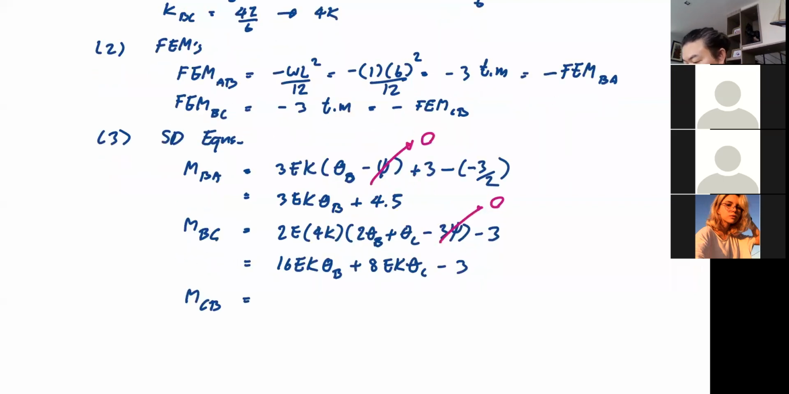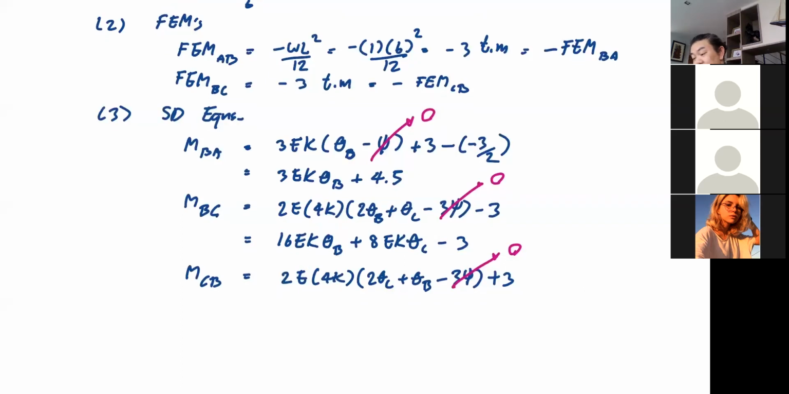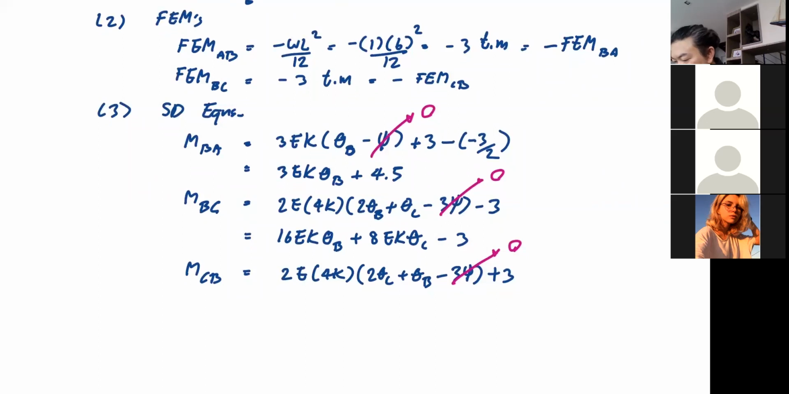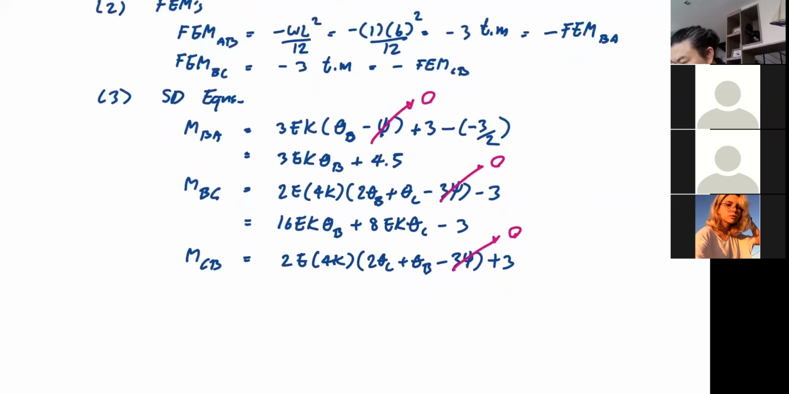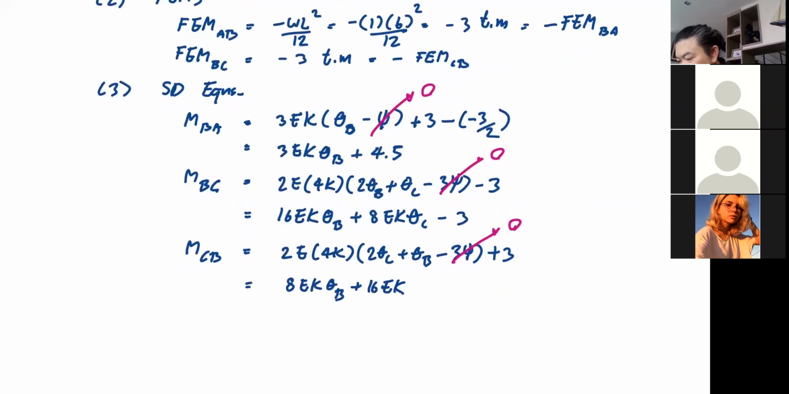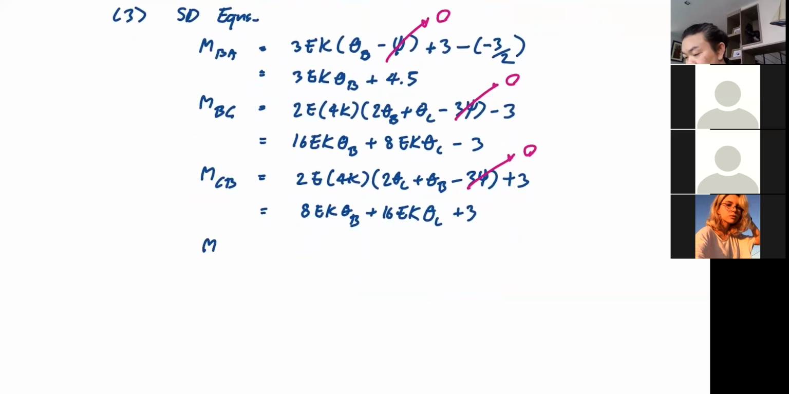MCB now, it is 2E 4K, 2 theta C plus theta B minus 3 psi plus 3, right? Again, that is 0. And try to be in good fashion. So I have to begin with B, right? So that's 8 EK theta B plus 16 EK theta C, right? Plus 3. And now because we need two equations, we did not begin by assuming EK theta C is equal to 0. So you need to also write MCD.